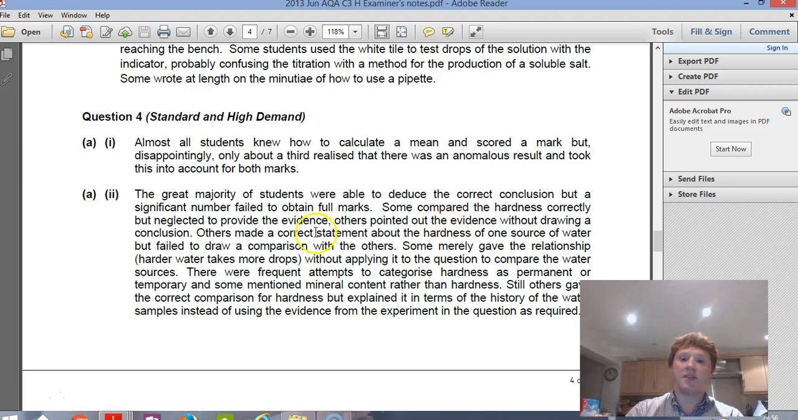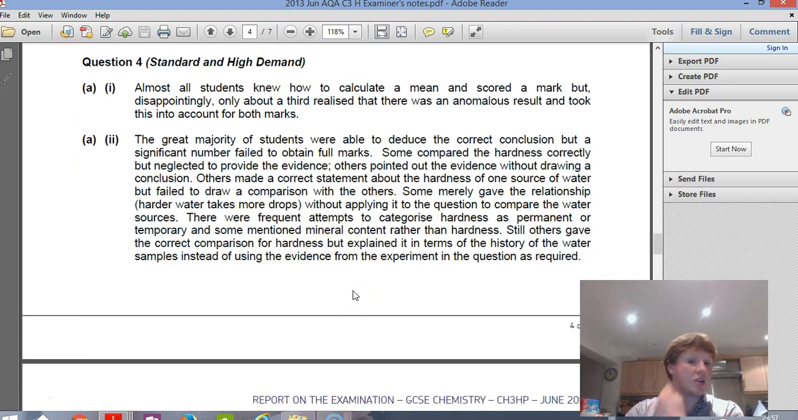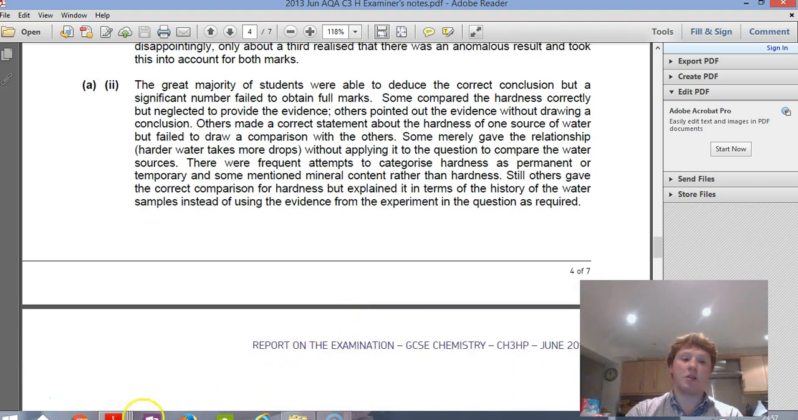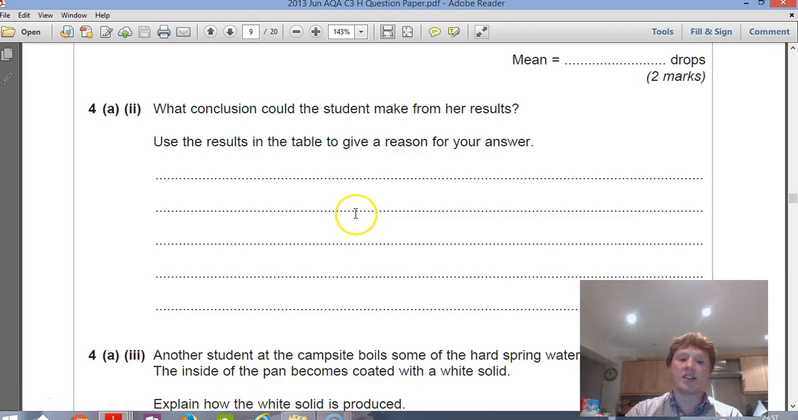Others point out the evidence without drawing the conclusion. Others made a correct statement about the hardness of one source of water but failed to compare it to others. Some just had a relationship, so didn't talk about the actual water in the practical. Then some talked about permanent and temporary hardness, which isn't what the question is about. Then some talked about the history of the water samples. So yes, some people went into too much detail. The question is just asking which one is the hardest and why.